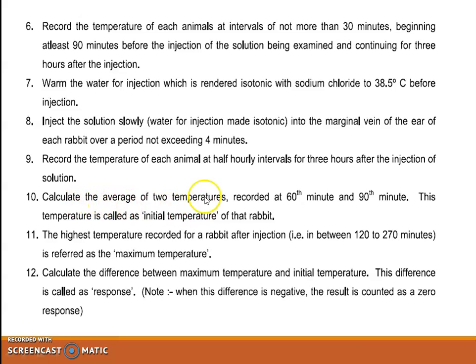Calculate the average of the two temperatures recorded at the 60th minute and 90th minute. This temperature is called the initial temperature of that rabbit. The highest temperature recorded for the rabbit after injection, that is between 120 to 270 minutes, is referred to as the maximum temperature. After that, calculate the difference between the maximum temperature and the initial temperature. This difference is called the response. Note, when this difference is negative, the result is counted as zero response.